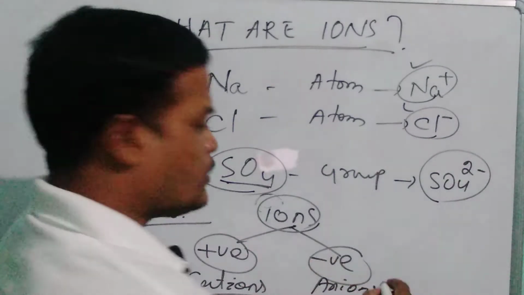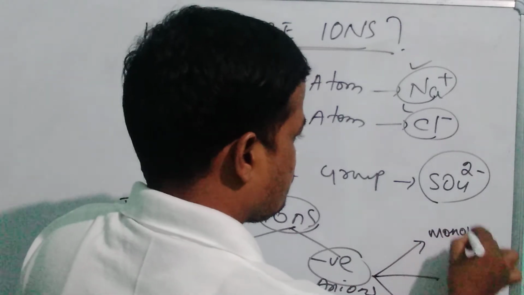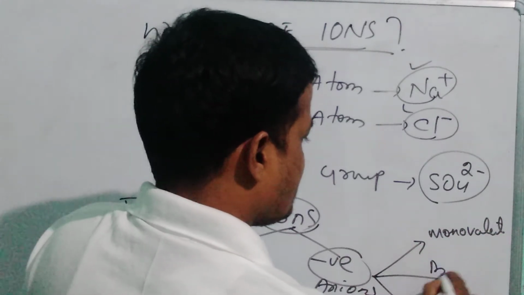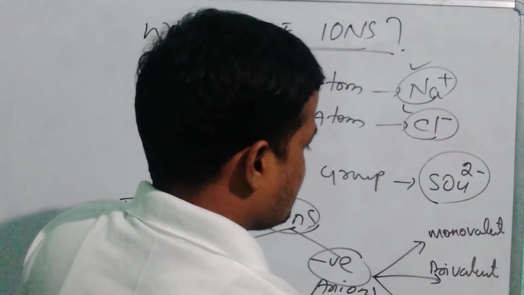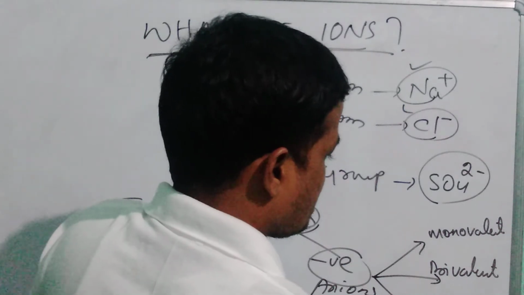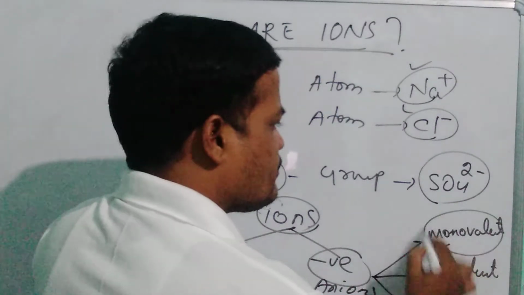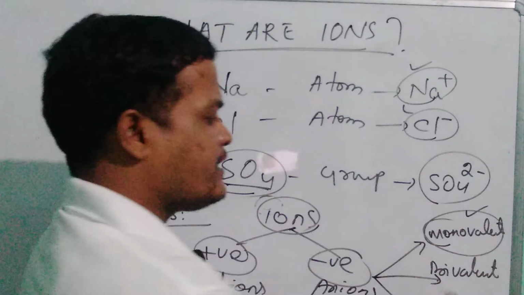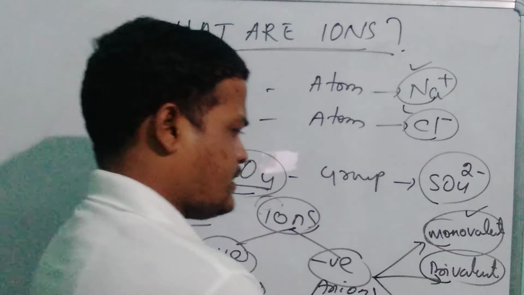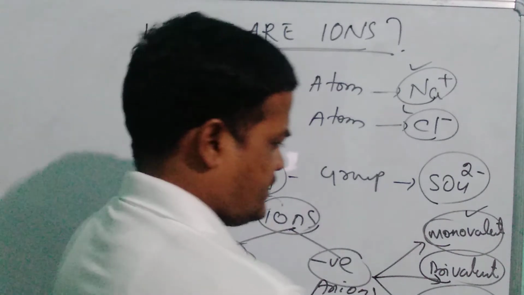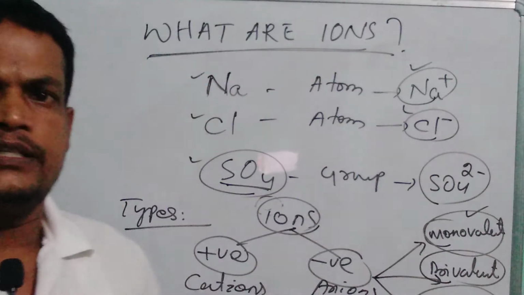These ions are again divided into three types: monovalent, bivalent, and trivalent. What do you mean by monovalent? If an atom bears a single charge, that is called monovalent. If there are two charges, then it is called bivalent, and if the valence is 3, it is trivalent. Here the valence is 3.